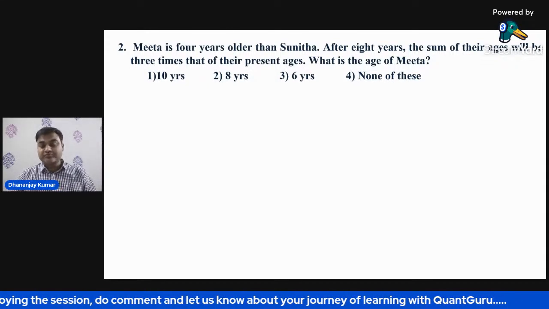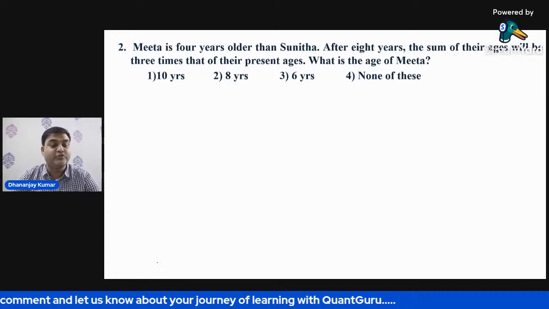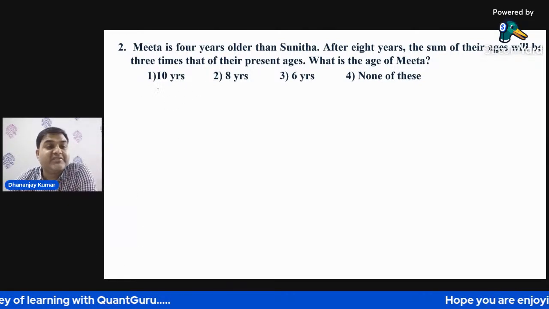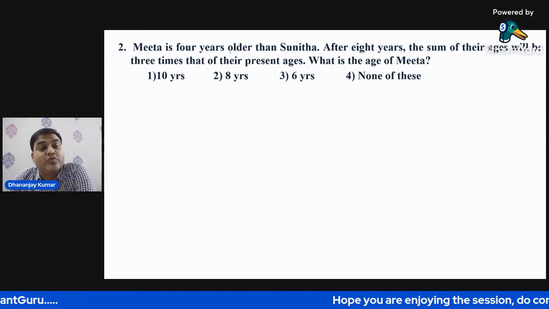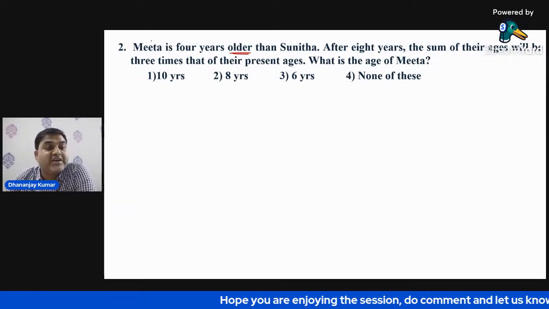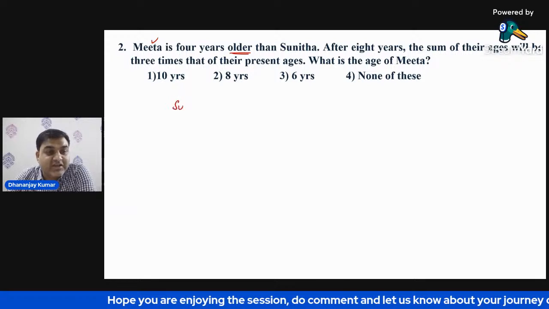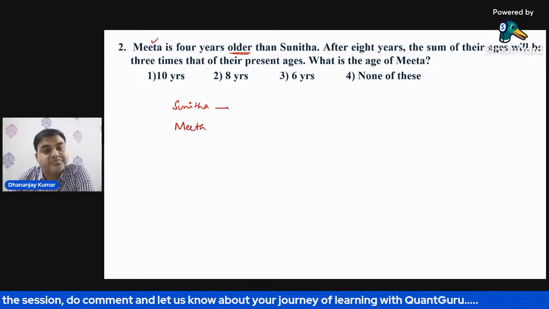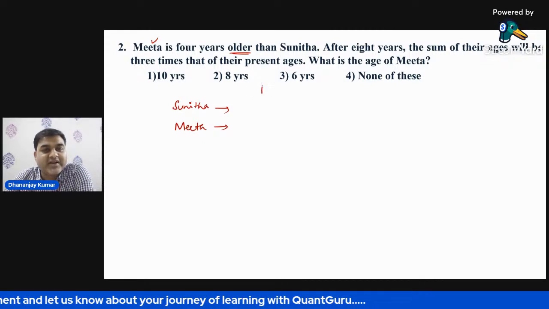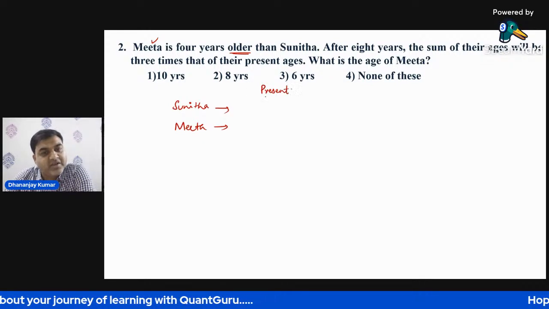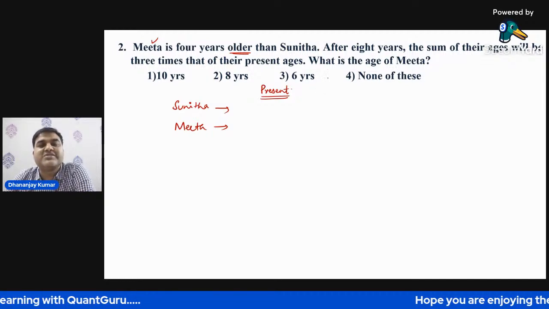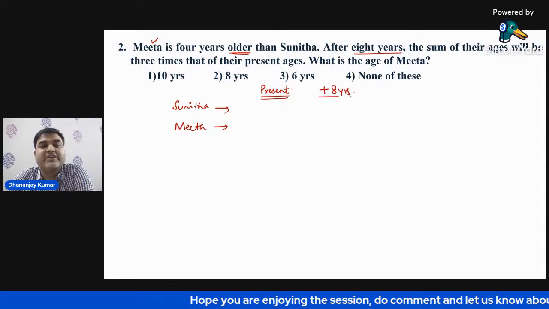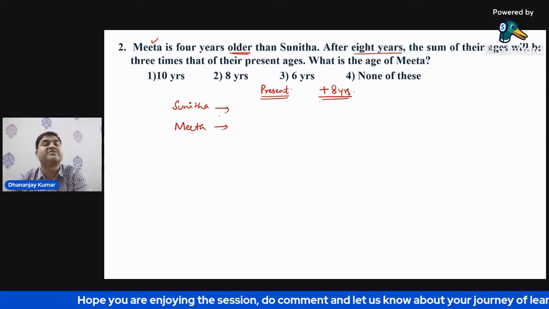Let me do the sum. Look at the screen. If you have understood the sum, look at the screen. What is given? Meeta is 4 years older. Who is older? Meeta is older. So whose name will we write first? Sunita's name. Sunita, Meeta. Okay. What I told? We will write present age, and then we will write one more age, which is after 8 years. After 8 years means plus 8 years, right? Your age will increase after the present age, no problem.